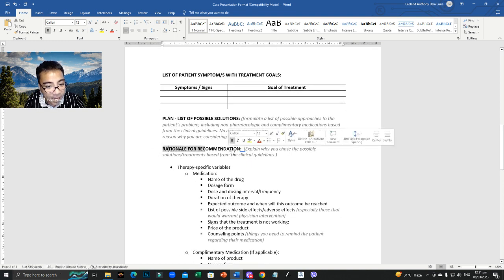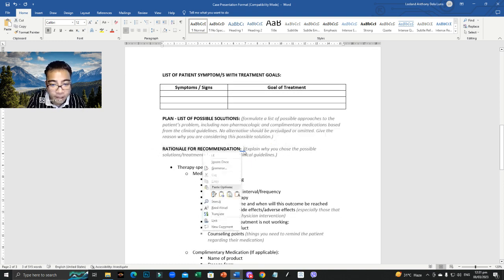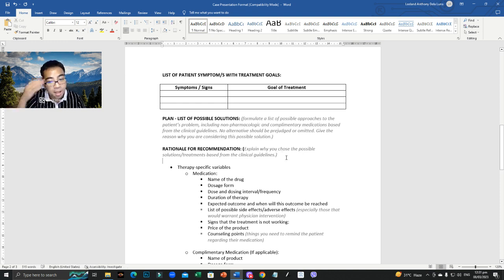Then, class, for the rationale of the recommendation, okay, explain why you chose the possible solution treatment, again, based on the clinical guideline. Ano ang reason bakit siya ang pinili? Halimbawa, patient has stroke. Okay, so pa-take-home medicine is clopidogrel. Alright, so halimbawa, patient will be taking clopidogrel. Okay, anong reason bakit clopidogrel? So, syempre, ilalagay nyo dyan, halimbawa, based on sa clinical guidelines, it's the best medicine, it's the most cost-effective medicine for preventing another onset of stroke or MI. Okay, so again, depende na yun.